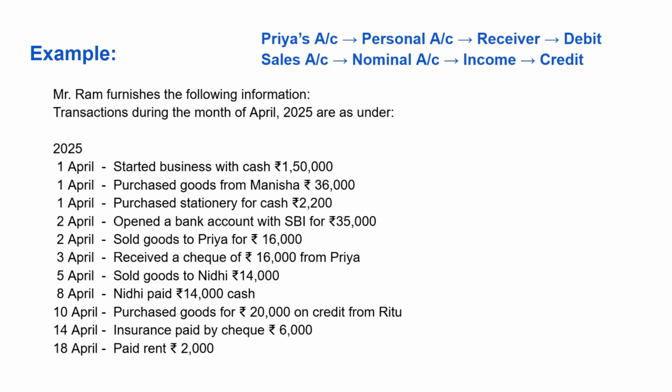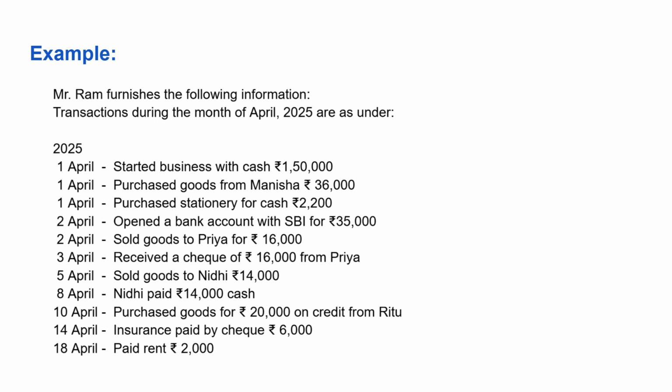Priya is person, so it is personal account, and Priya is the receiver of goods. We have sold her goods, she has received. So Priya is the receiver of goods, and debit the receiver, so it is debited. And sales account is nominal account. After sales, we will get the cash. We have not received it immediately, but in future we will receive it. So it is income. So credit all incomes. So it is credited. Let's see how we'll record it.